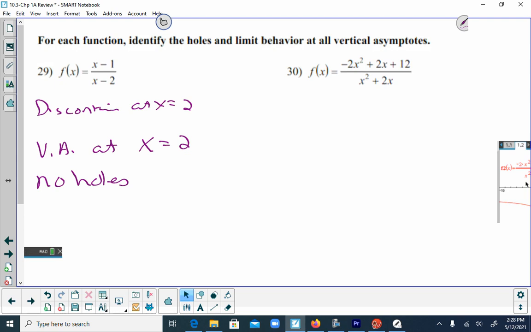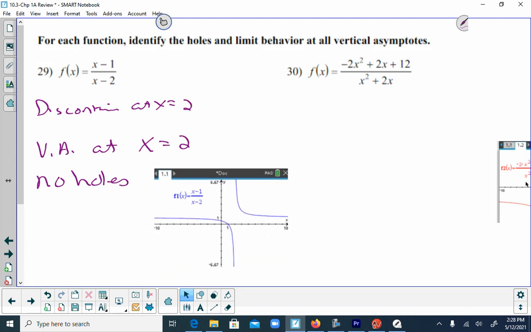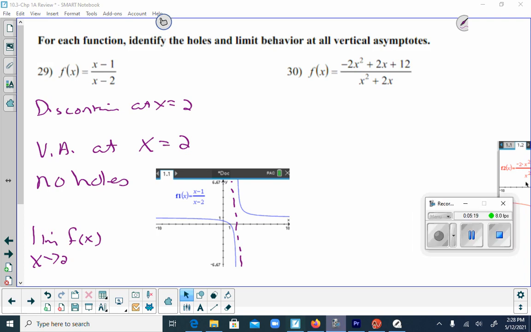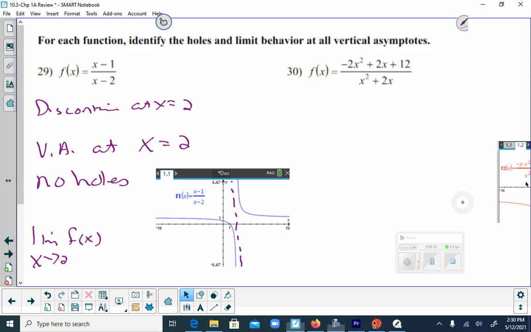So at this point, you're probably going to pick up your calculator and graph it. Here you're approaching 2, so here's your vertical asymptote. So I'm going to say the limit of f of x, because I don't feel like writing that whole thing again, as x approaches 2 from the left. Because I read from left to right, as I'm approaching from the left, the limit appears to be going to negative infinity.